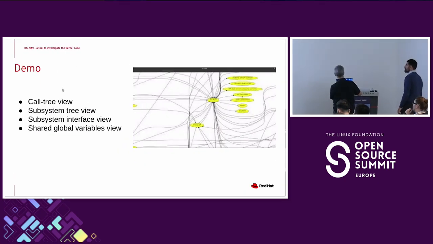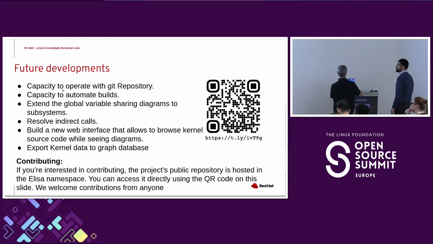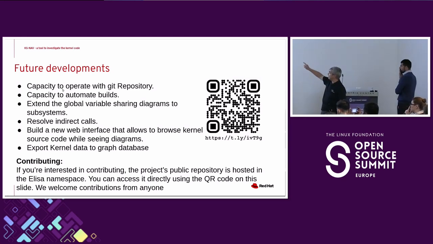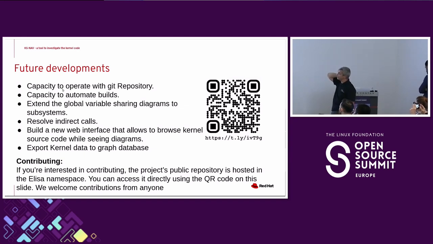Okay, so we finally can go to the next slide, that are the new features that I plan to add to this tool. Here you can see the QR code that is the Git repository in the ELISA namespace, if you want to contribute. And the next feature I want to build upon this is the capacity of the tool to operate with a Git repository.